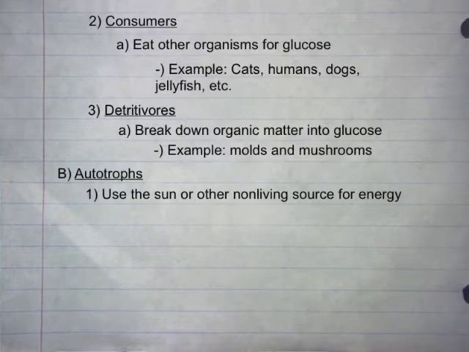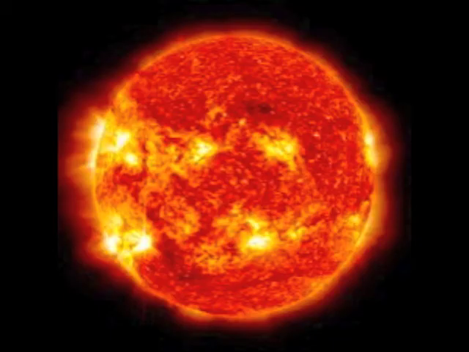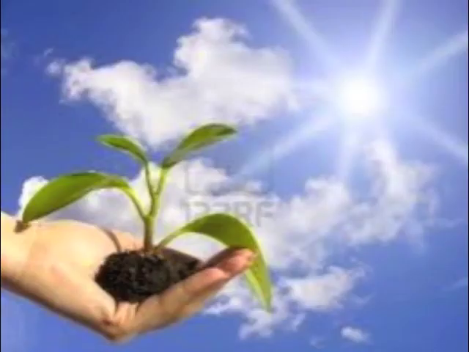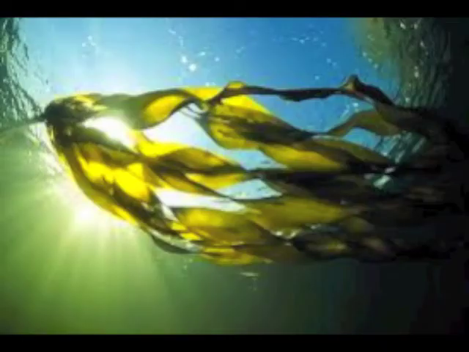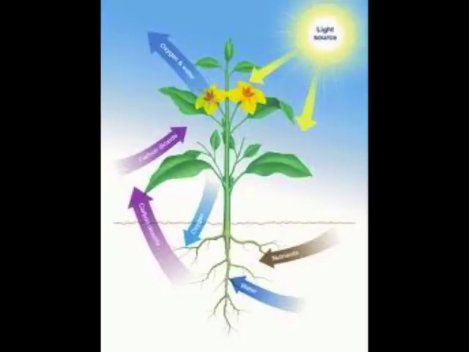Autotrophs use the sun or other non-living sources for energy. All energy on the planet comes from the sun. However, the medium between the sun's energy and glucose is plants. Plants take the sun's energy and turn it into usable glucose for organisms. Producers use photosynthesis to take the sun's energy and store it as glucose. Example: plants and seaweed. Seaweed and other plants take the sun's energy, capture it, and transform CO2 into usable glucose, which is then used for the plant's energy.